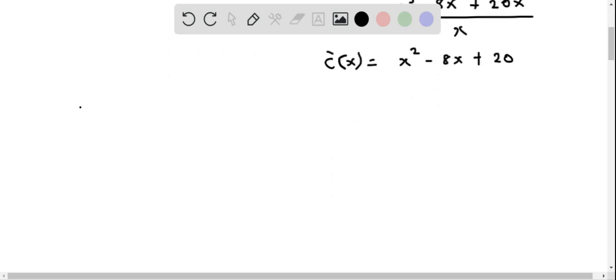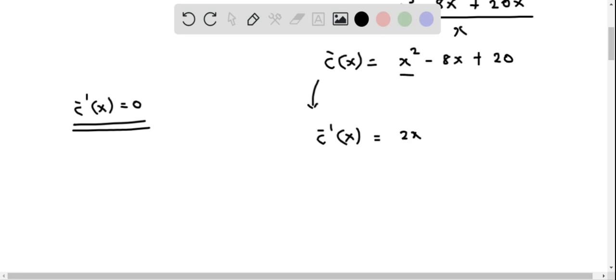So for that we have to set up this equation, that is C bar prime of x equals 0, where this C bar prime of x is the derivative of the average cost function. So let's find the derivative of the average cost function. So I write C bar prime of x, and this equals the derivative of x squared is 2x, minus the derivative of 8x is negative 8, and the derivative of 20 is 0. And so 2x minus 8 is the derivative of the average cost function.